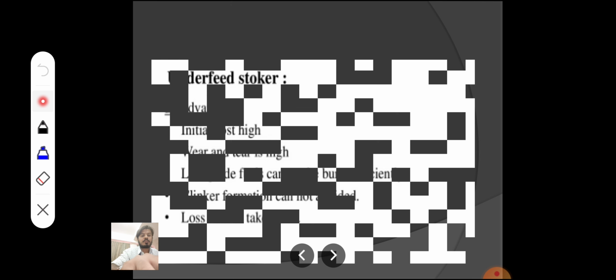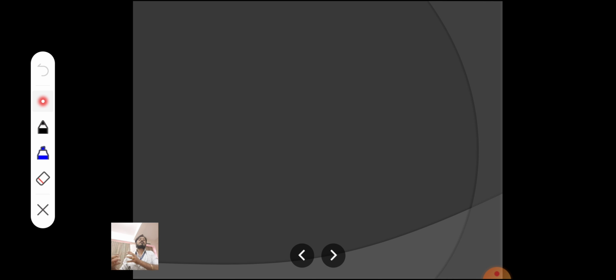So in today's lecture we have studied the mechanism of underfeed stoker, types of underfeed stoker, then its advantages and disadvantages.